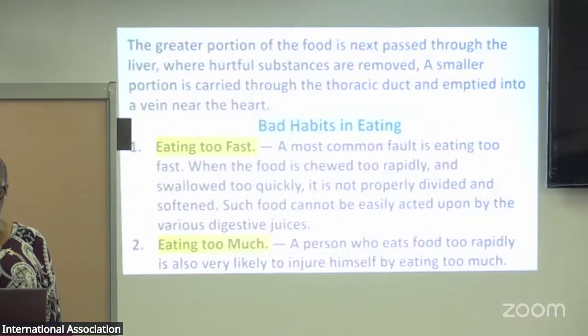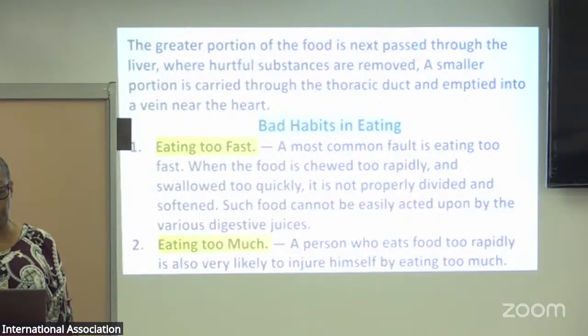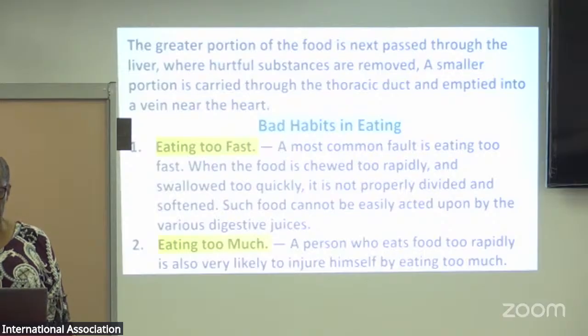The greater portion of the food is next passed through the liver, where hurtful substances are removed. A smaller portion is carried through the thoracic duct and emptied into the vein near the heart.